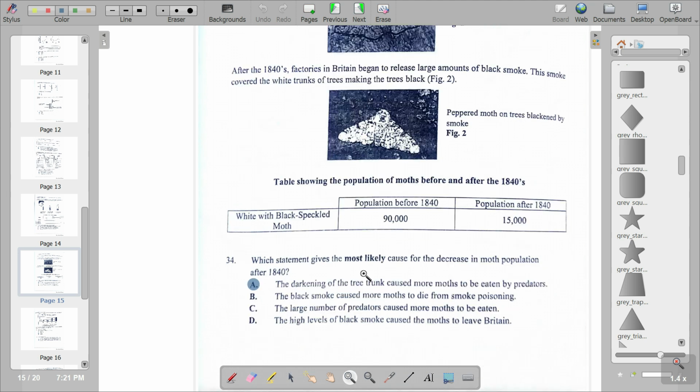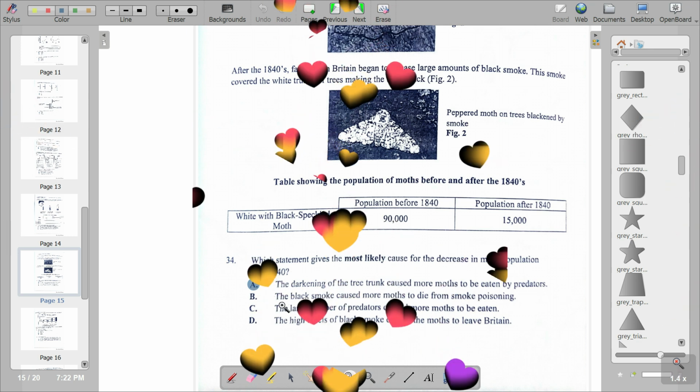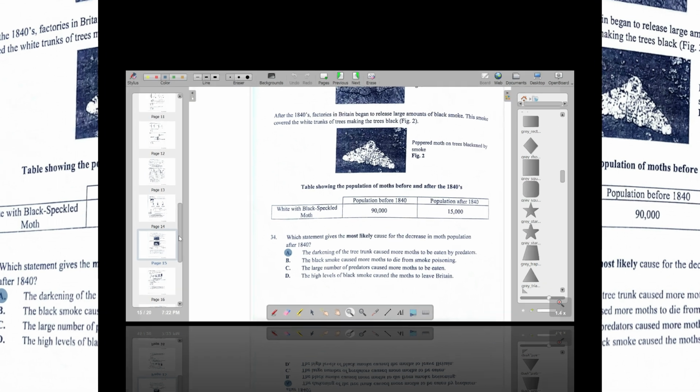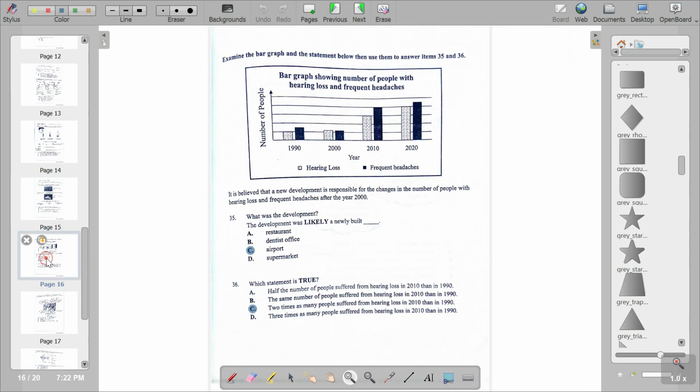Wow. So 34: which statement gives the most likely cause for the decrease in moth population after 1840? I chose A, the darkening of the tree trunk caused more moth to be eaten by predators. What would you choose? The black smoke caused more moth to die from smoke poisoning? I don't think so. The large number of predators caused more moth to be eaten? I don't see any other answer. I'm not going to change that one.